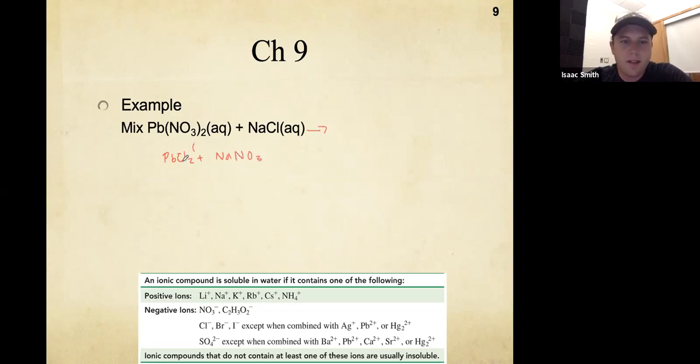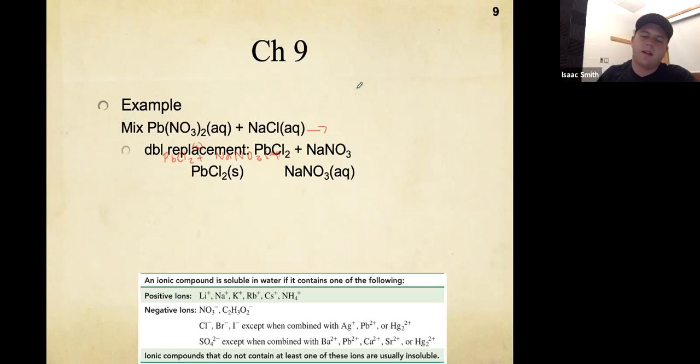And then you'd write the phase. So chloride is soluble unless it's with lead 2+. So this is going to be a solid. And then this one has sodium, so it's soluble. So this is aqueous. Okay, so that's where you would also need to be able to determine solubility rules.